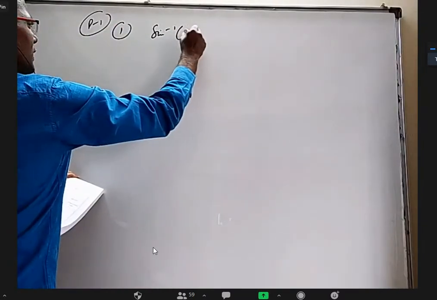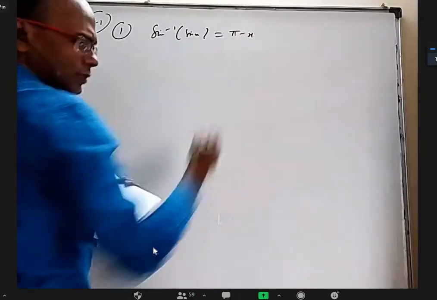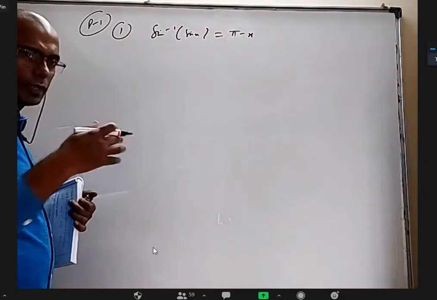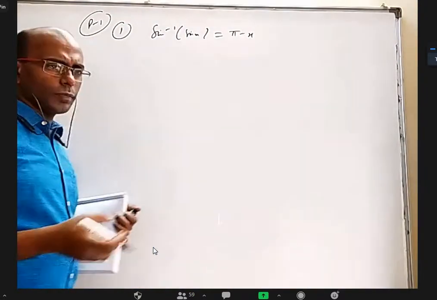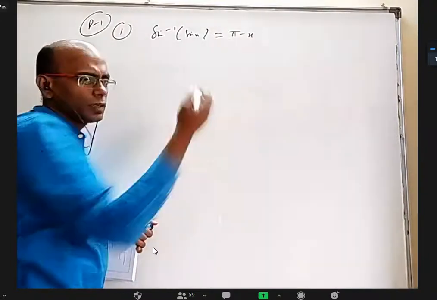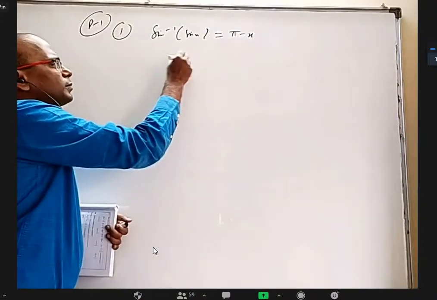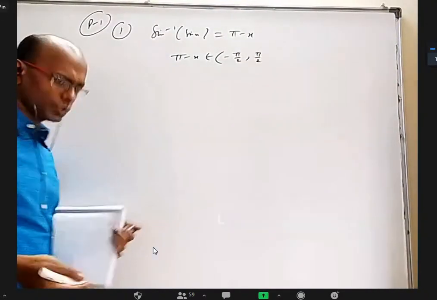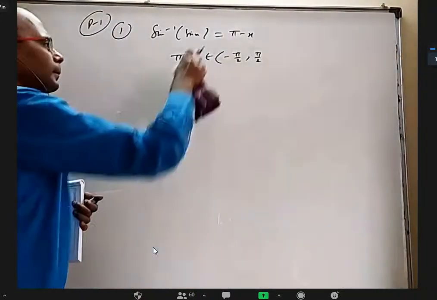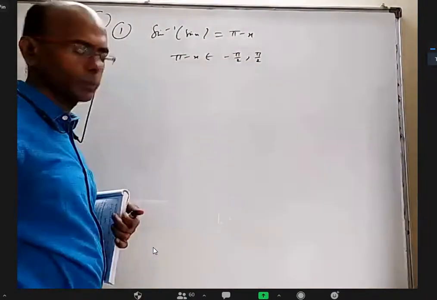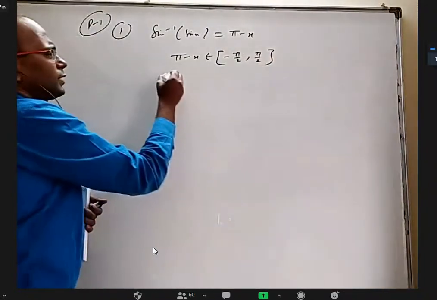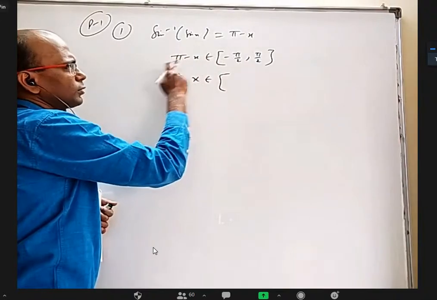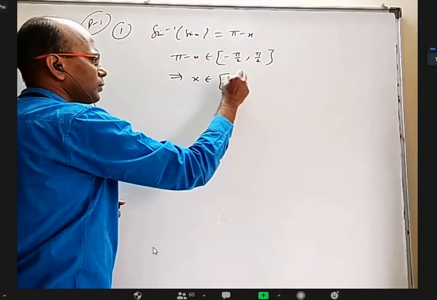Sine inverse sin x, when will it be pi minus x? If you remember the formulas, we know when x is between pi by 2 to 3 pi by 2. If you don't remember that, whenever this is within the principal values, that's when it will happen. So pi minus x should belong to minus pi by 2 to pi by 2. Closed, open, doesn't matter. Then x should belong to, when equated to minus pi by 2, it will become pi by 2, and equated to 3 pi by 2. So pi by 2 to 3 pi by 2.